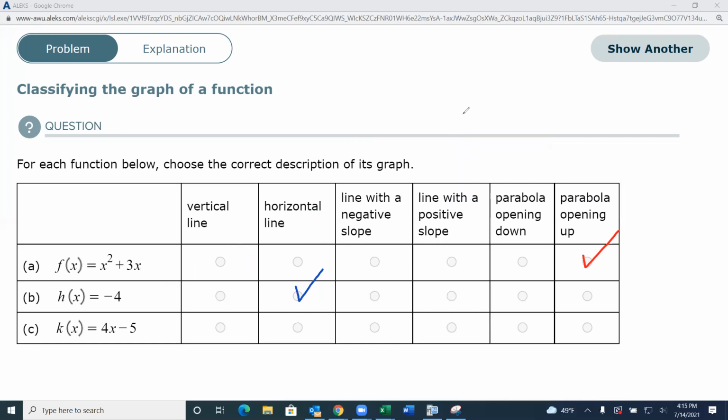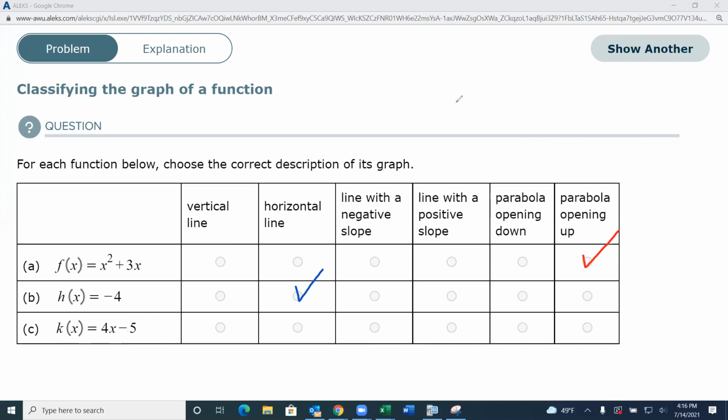All right, the last one. Let's go that color. Well, there's no x squared in there, so we know that it's not a parabola. I see both variables, x and y, or k of x. So I know it's not vertical or horizontal.